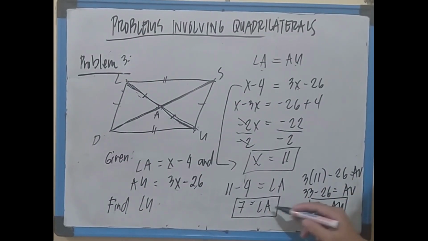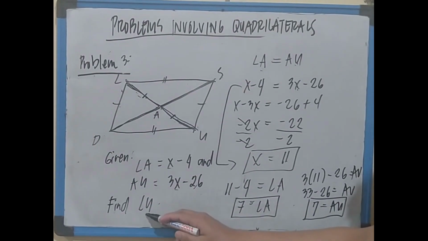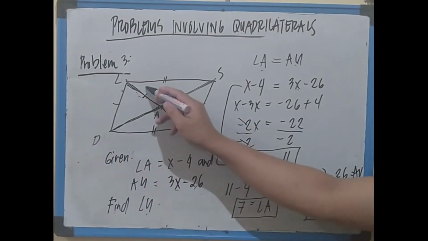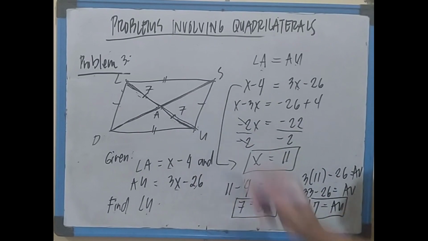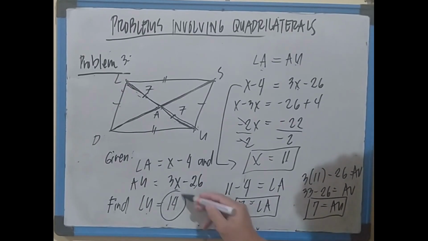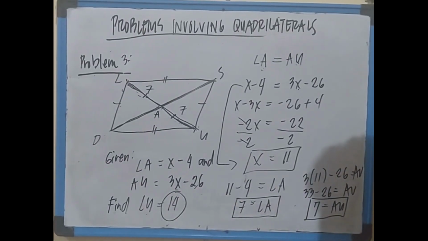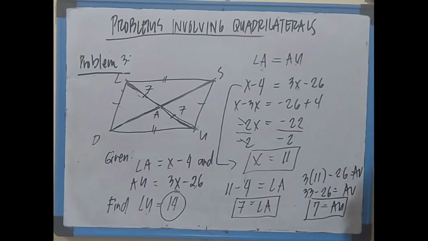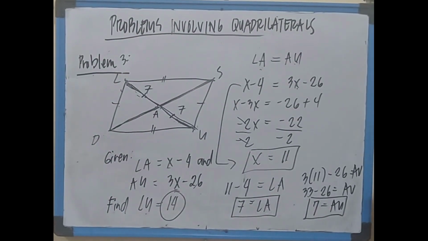Okay? So, therefore, makukuha na natin si LU. This is 7, and this is 7. The measurement of LU is now 14 units. Okay? So, this is your problem number 3. Go.